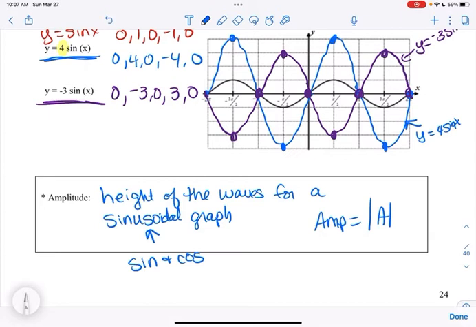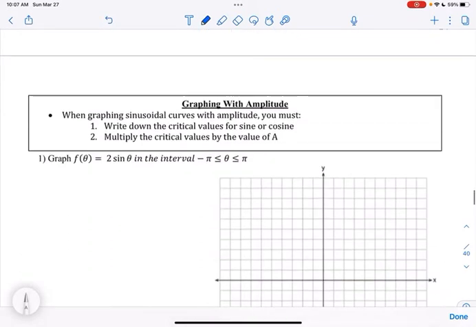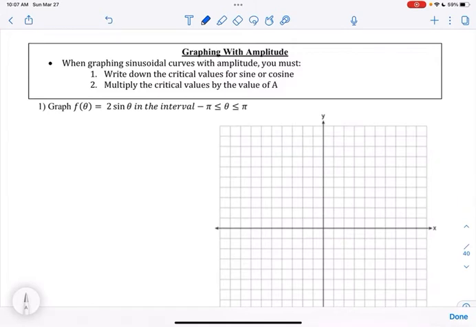All right, so I'll try one or two of these on the next page, but there's nothing really different with them. When graphing the sinusoidal curves with amplitude, you must write down the critical values for sine or cosine, and then all you're going to do is multiply those critical values by A. And we're going to graph for one cycle. Sometimes they'll tell me to do more than one cycle, but this one is specifically telling me to do it from -pi to pi.